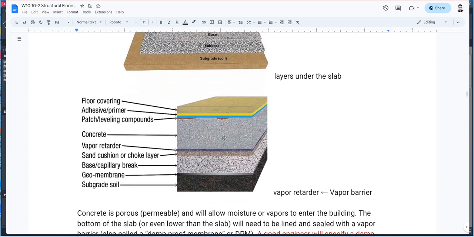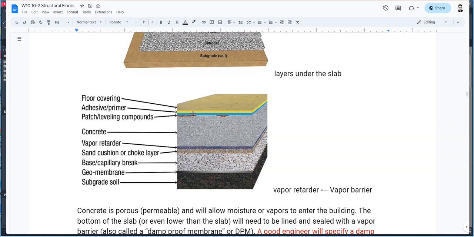Here's another section that shows your finished floor. It could be carpet, tile, or wood. Then you have your adhesive or patching compound. Here's your slab. The concrete is your slab. After that, you have your vapor retarder or vapor barrier. Then you have your sand to make things level, because gravel sometimes is not level. So they tend to put in sand first and water it down and put in more sand until it's level before they put in your vapor barrier.